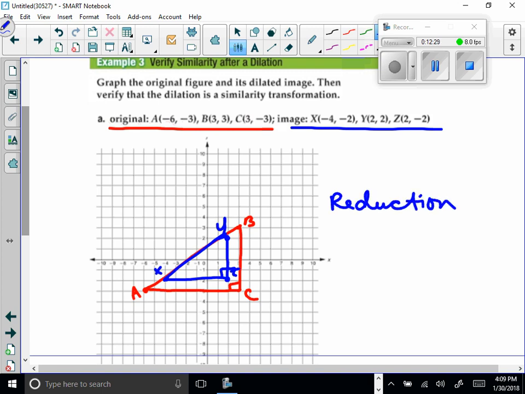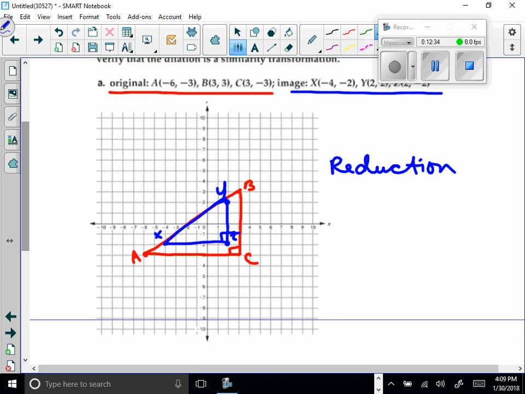And then I want to verify that this is a similarity transformation. So I need to show that these figures are similar. And I see that I already have a pair of congruent angles because angle C is congruent to angle Z because they're right angles. So I have congruent angles. If I have proportional sides surrounding those, then I can use side angle side to confirm that it's a transformation.